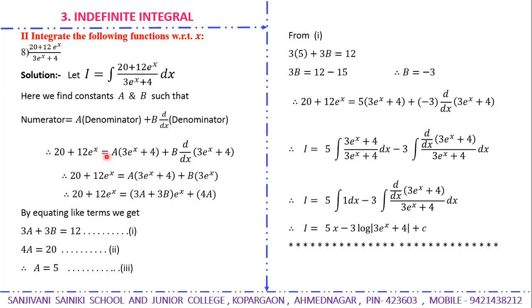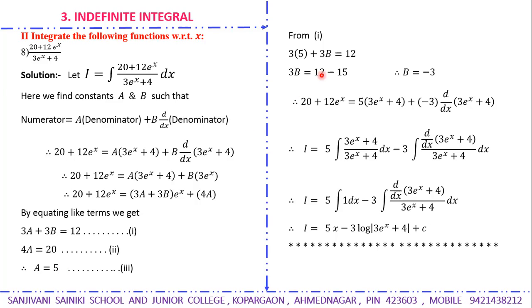Now what is the derivative of the denominator? It is 3 e raised to x. Okay, the derivative of the denominator is 3 e raised to x. Now here, after multiplying a inside this bracket, I am combining the terms which contain e raised to x. So (3a plus 3b) into e raised to x plus 4a as it is. So by again equating the like terms from both sides, that is the coefficient of e raised to x is equal to 12 and 3a plus 3b, and the constant term is 4a and here is 20. So I get a is equal to 5.